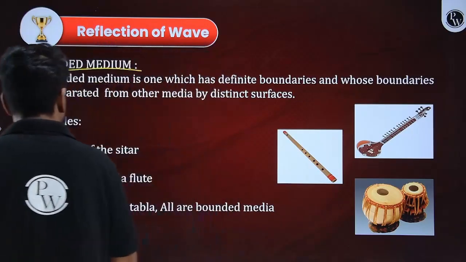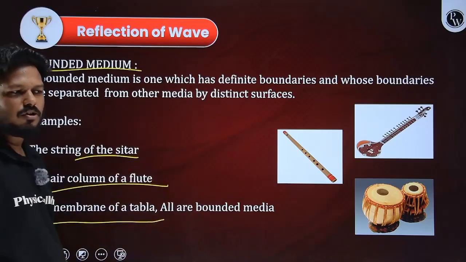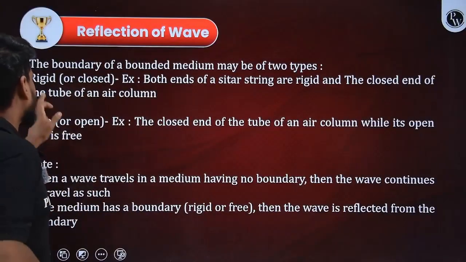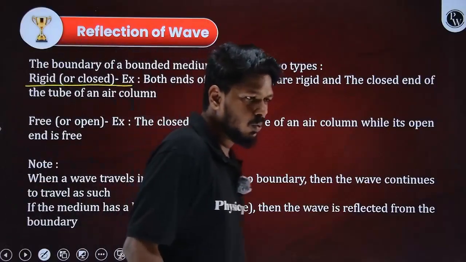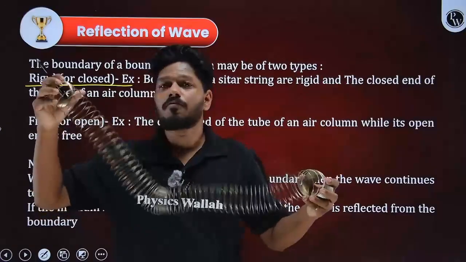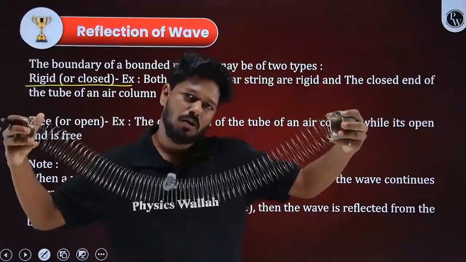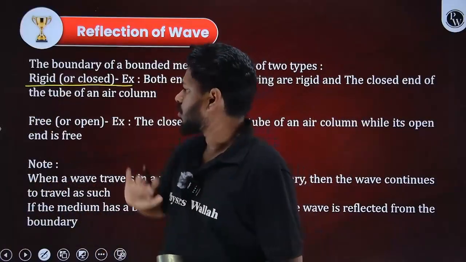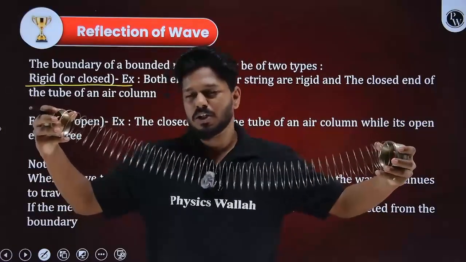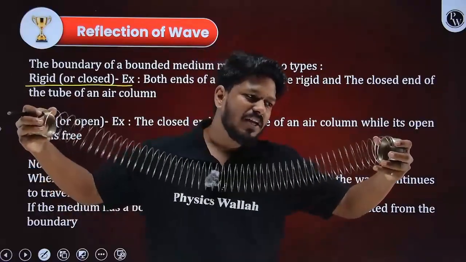So the string of the sitar or guitar, air column of the flute, membrane of tabla, everything is considered to be a bounded medium. Okay, so there are two types of waves possible. See, I am going to oscillate from my right hand side, it is going to go to the left hand side. I am not going to move my left hand at all. So this is what we call rigid or closed. Just observe what is going to happen. If I create an upward disturbance, after reflection, what is going to happen?